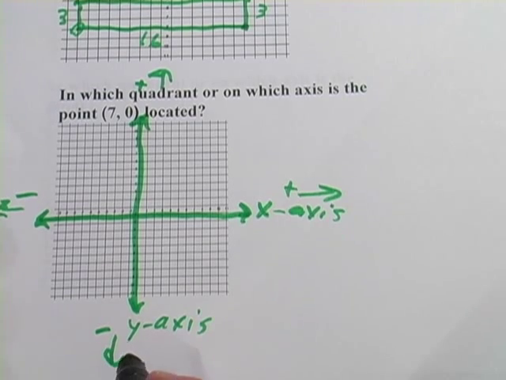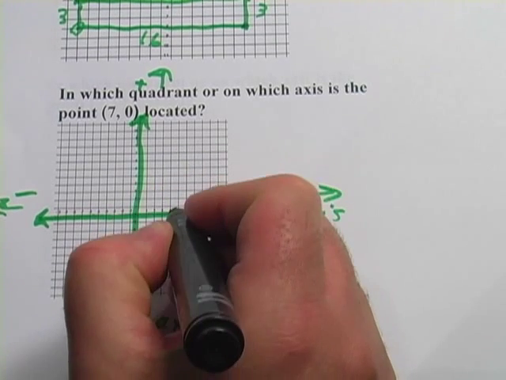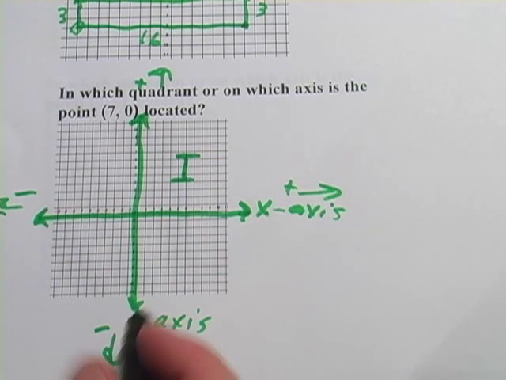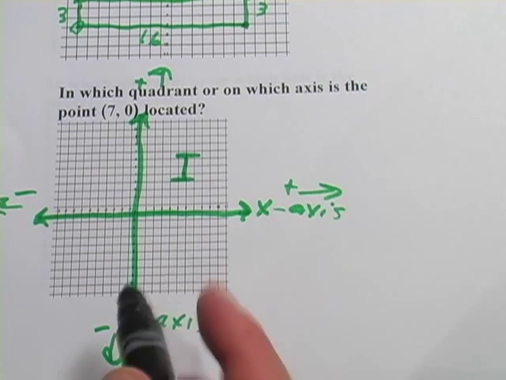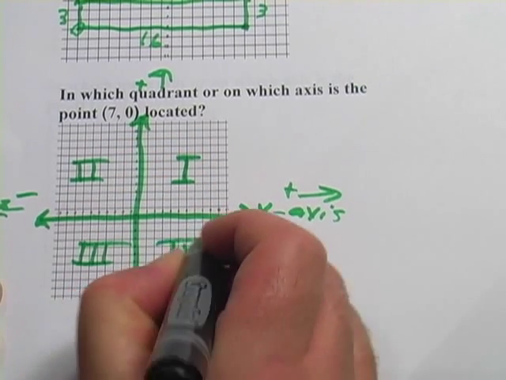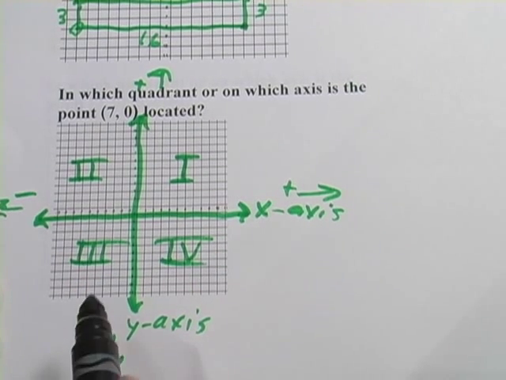And then when we talk about quadrants, we think about the first quadrant being here, where both x and y are positive. We call that quadrant 1. And then we just go counterclockwise around the thing. This is quadrant 2, this is quadrant 3, and this is quadrant 4. All right, now that we've labeled all of that, let's look back at our question.